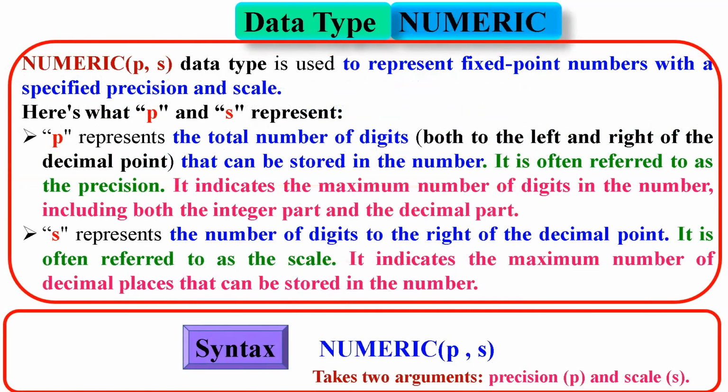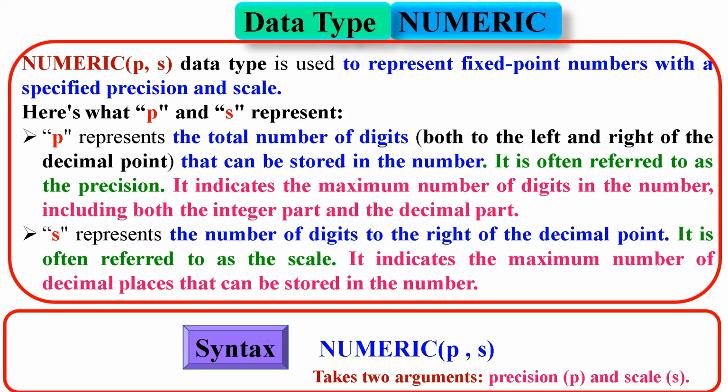Data type numeric. This is quite interesting. Numeric of p(s) data type is used to represent fixed point numbers with a specified precision and scale. Here's what p and s represent. P represents the total number of digits, both to the left and right of the decimal point, that can be stored in the number. It is often referred to as the precision.